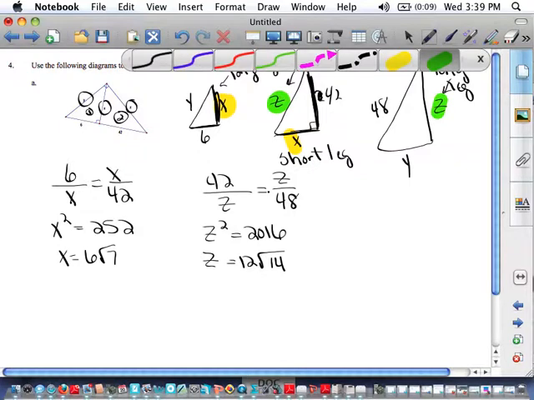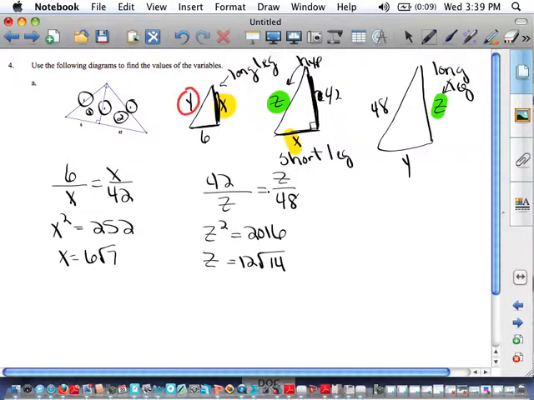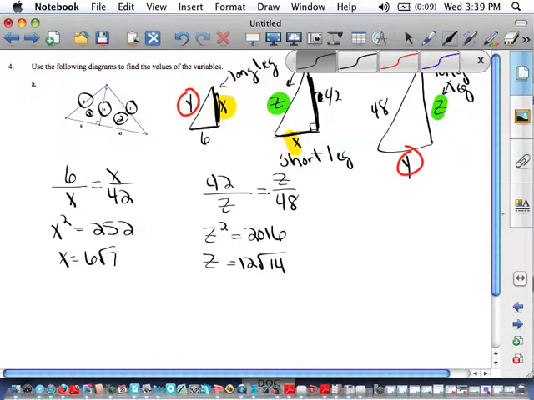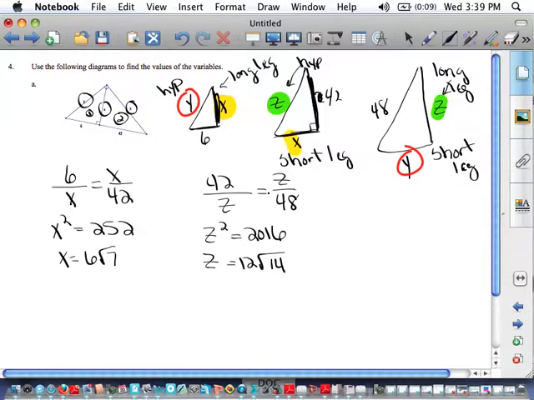Last one you want to find is then y. Y appears in the smallest and the largest triangle. In the smallest, it's the hypotenuse, and in the largest, it's the short leg. So we're going to be comparing the short leg, 6 is to the short leg y, as the hypotenuse y is to the hypotenuse 48. When you cross multiply, you're going to get y squared is equal to 288. y is equal to then the square root of 288, or 12 root 2.